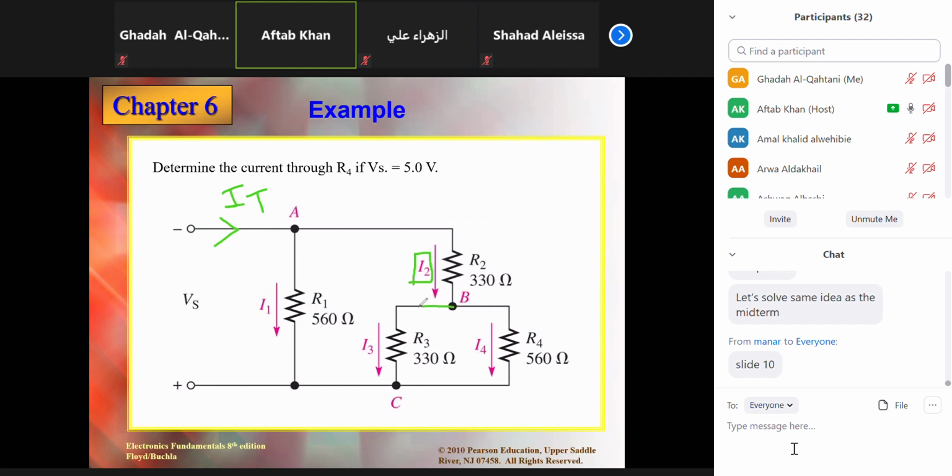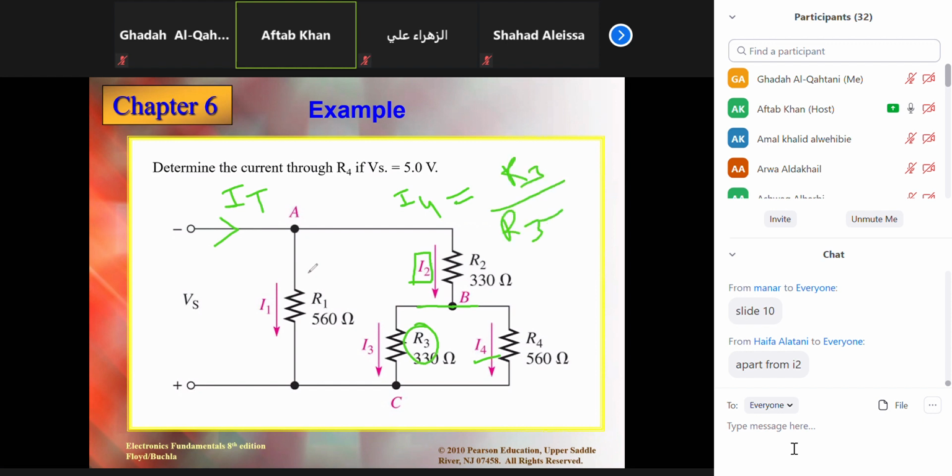I2 is now dividing into 2 parts here, you can see. So I need I2. It is a part of I2. So how can I find the I2? This is the concept here. You can apply the current divider rule simply if you know I2. If you want to know I4, you know the current divider rule. It says I4 will be equal to the opposite resistance, R3 over R3 plus R4, multiplied by I2, which is the total current for this, because I2 is dividing. Clear?